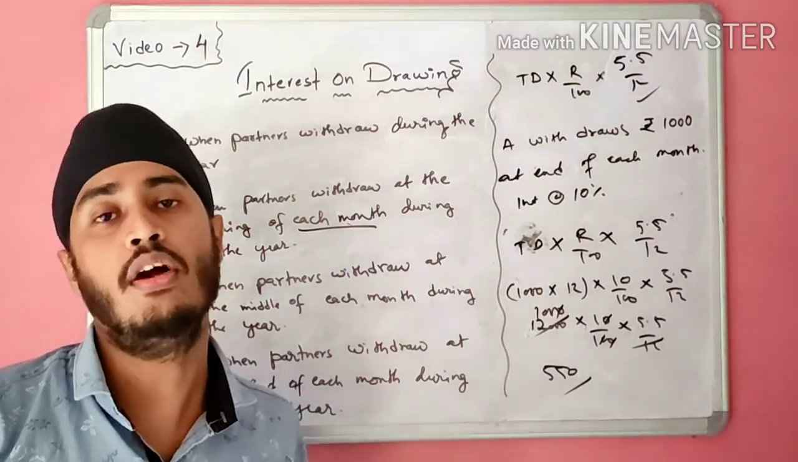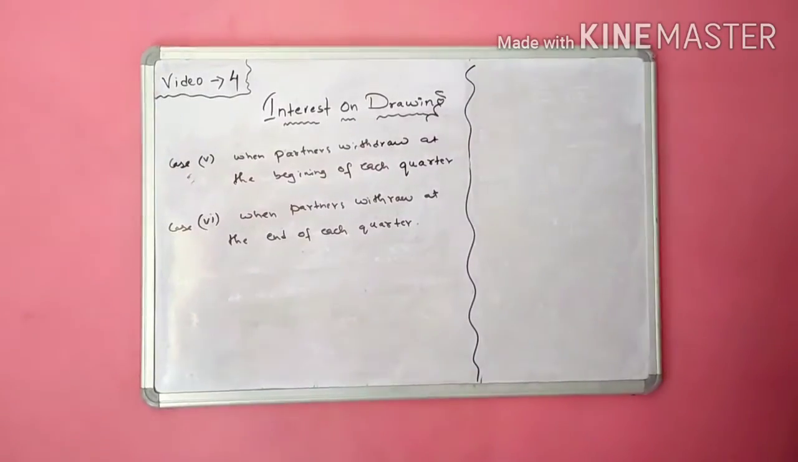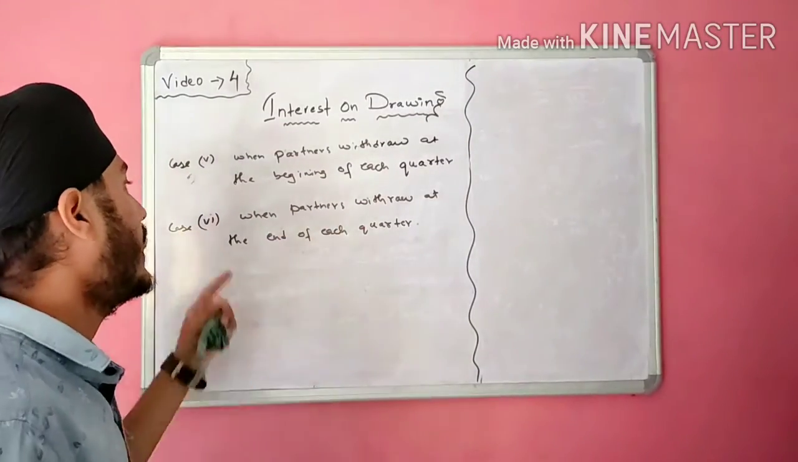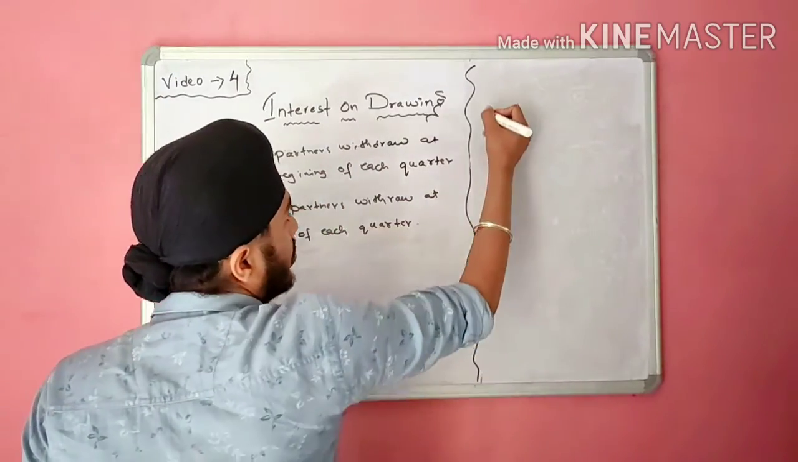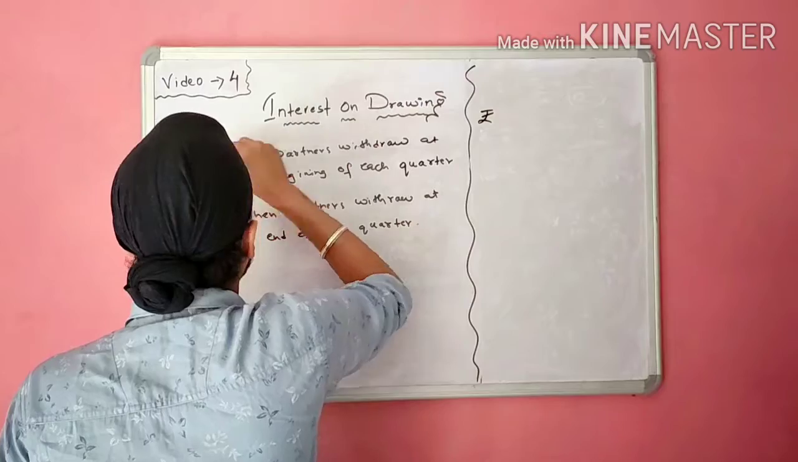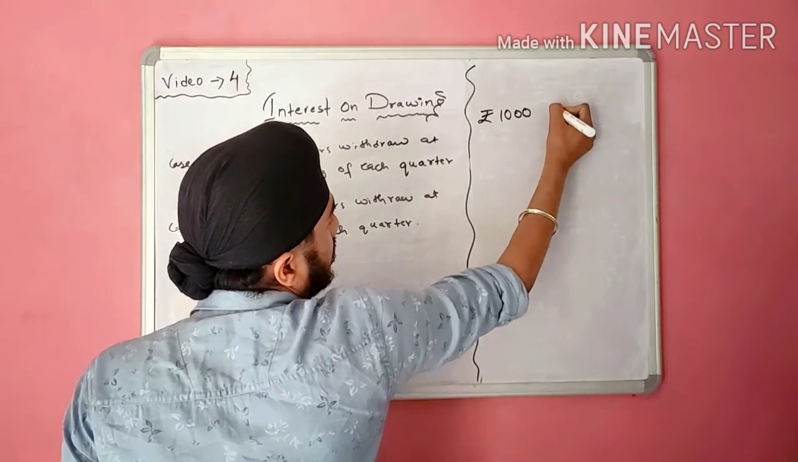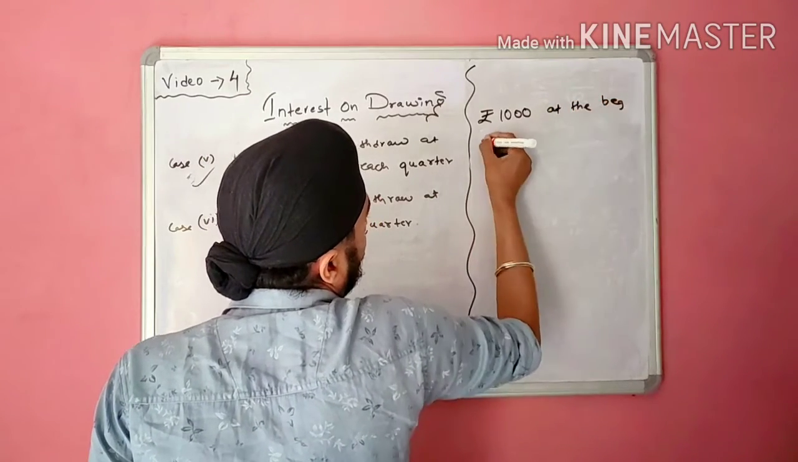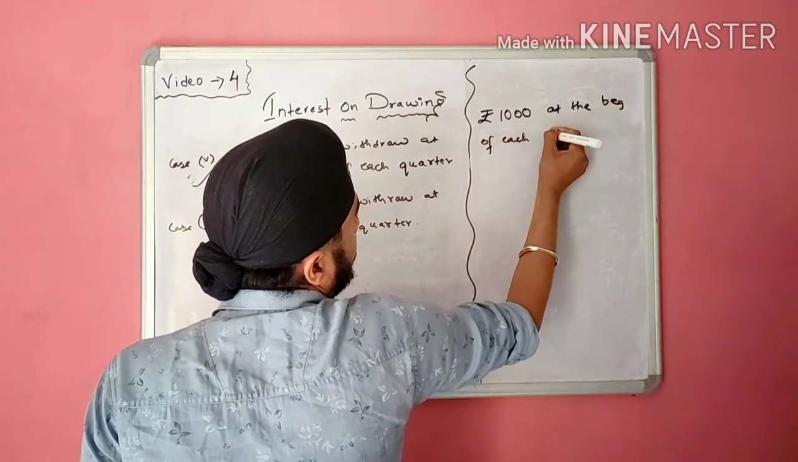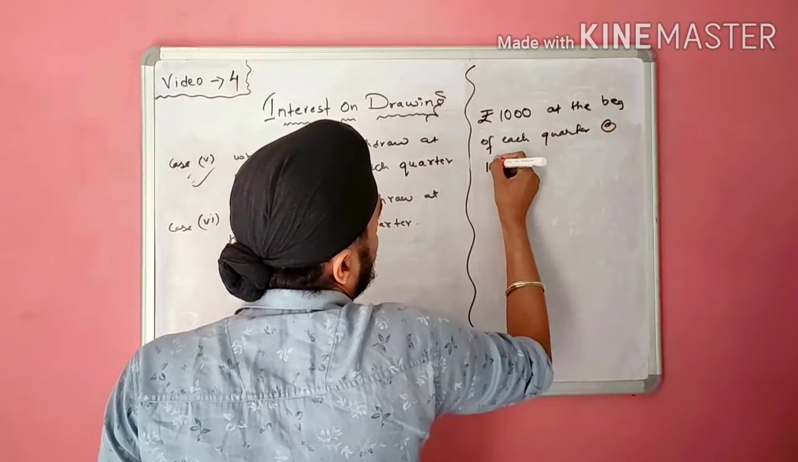Now we'll move on to the next case, that is quarters, when partners withdraw at the beginning of each quarter and at the end of each quarter. The first one is at the beginning of each quarter. Let's take one question for case number 5. A withdraws rupees 1000 at the beginning of each quarter at the rate of 10% interest.